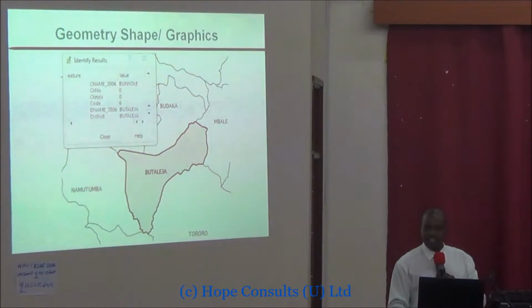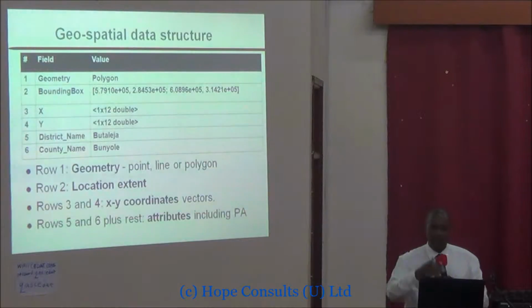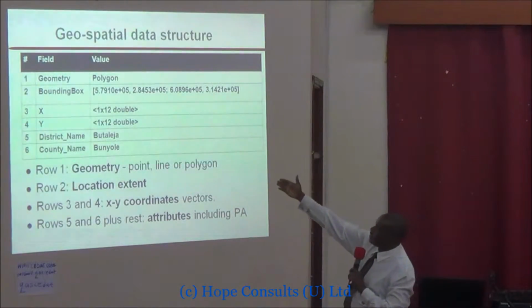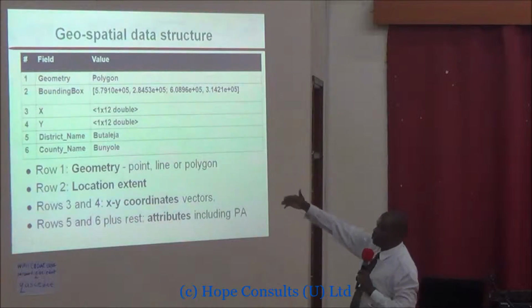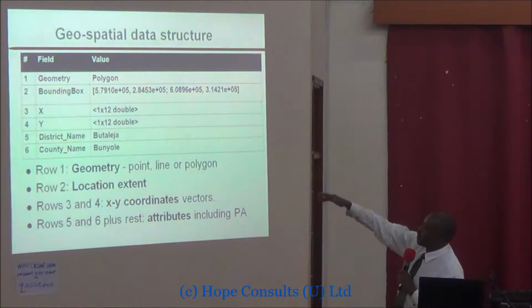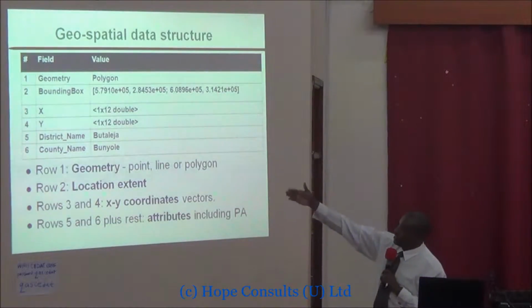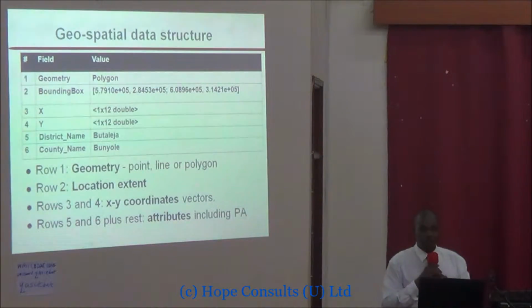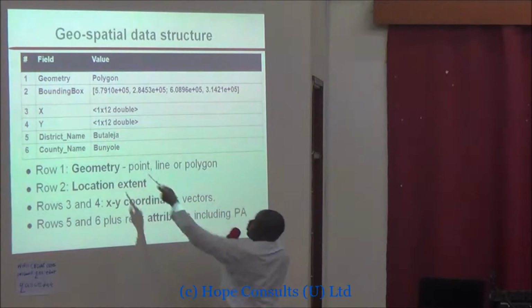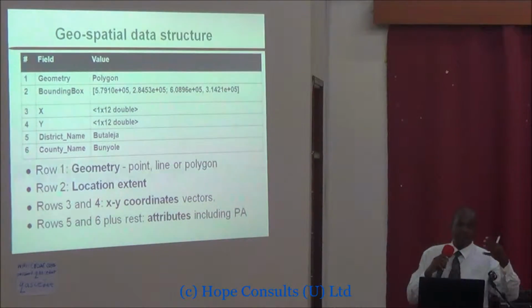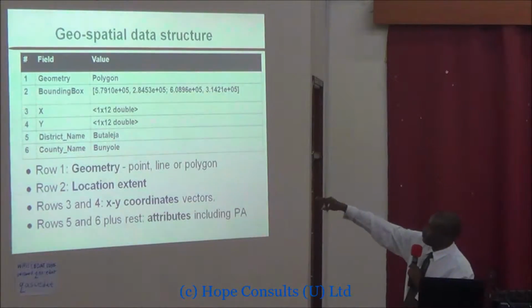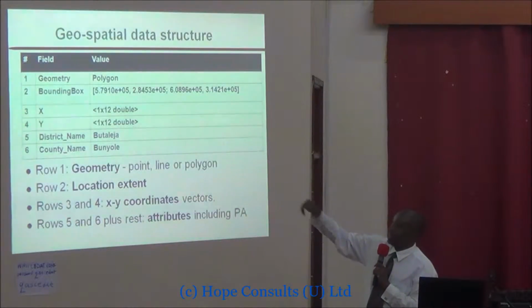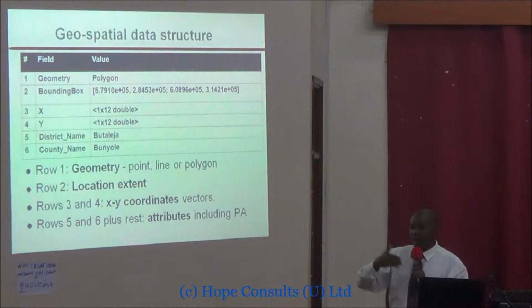But when we look at that shape and we go back and look at the data structure, you'll realize that behind there, within the attributes, we have the geometry, we have the extent of the polygon, we have the vectors which give us the x coordinates, the y coordinates, and we have the rest of the attributes. So when we were developing the algorithm, the focus was not on the last two rows which handle the attributes. The focus was on the second, the third, and the fourth. Where is it located? How can we manipulate this?